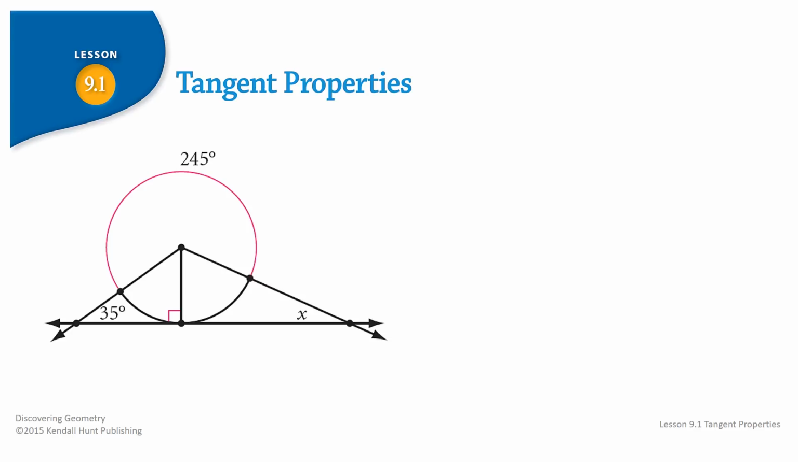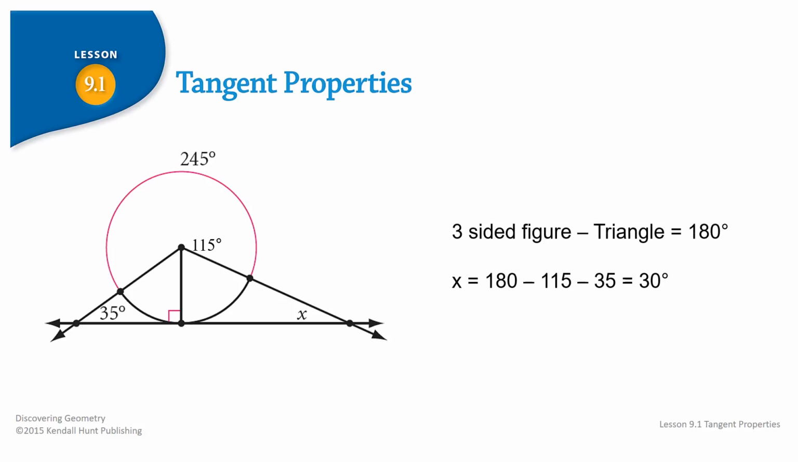If that's 115, that means this angle right here in the center is 115. If I look at the big triangle with the 35 degrees, I have 115 that encompasses both those angles, and I have X on the right. A three-sided figure, if you remember, is called a triangle. A triangle adds up to 180 degrees. So I would take 180 minus 115 minus 35 equals 30 degrees. You're going to see how we're still using triangles, the shapes and angle sums that we've learned in the past, to help us find missing angles. Now we just have a few more tangent properties to help us out.